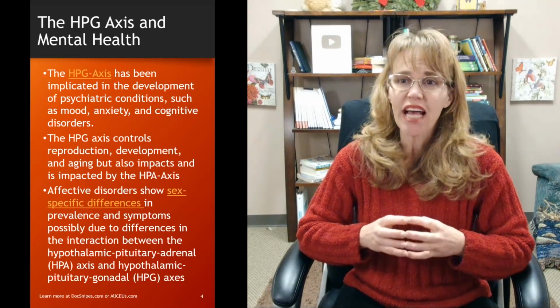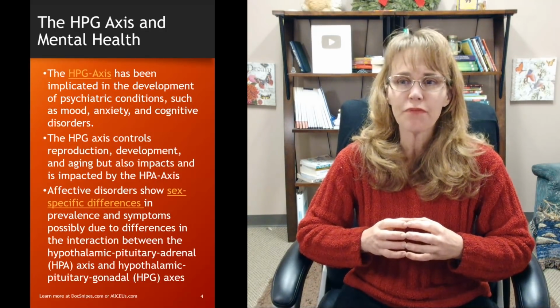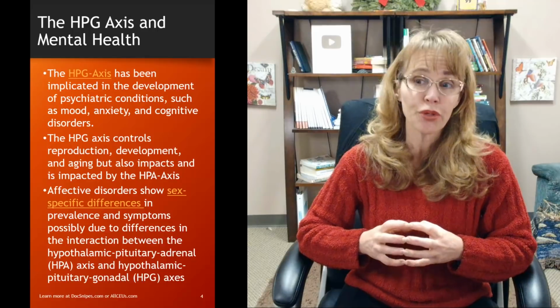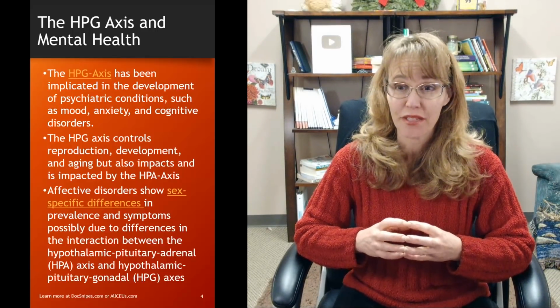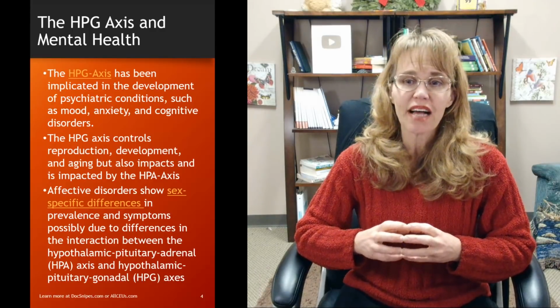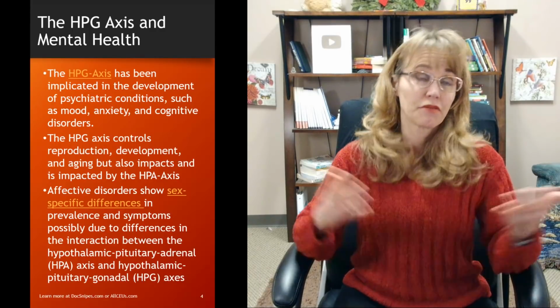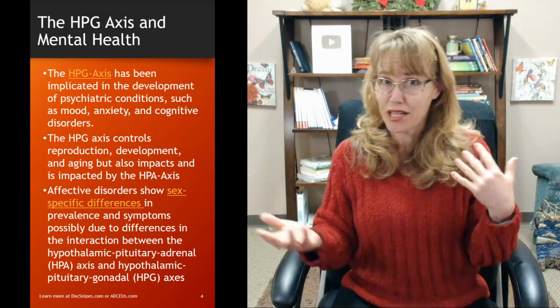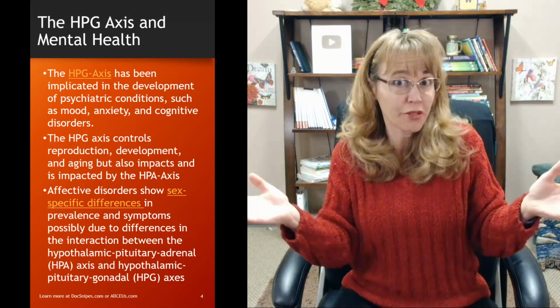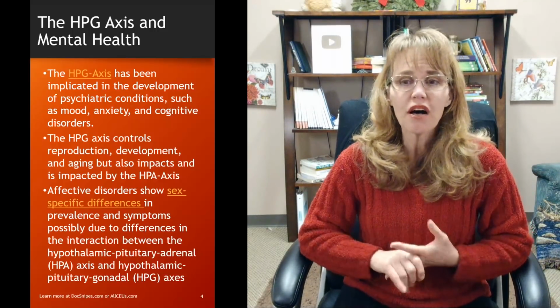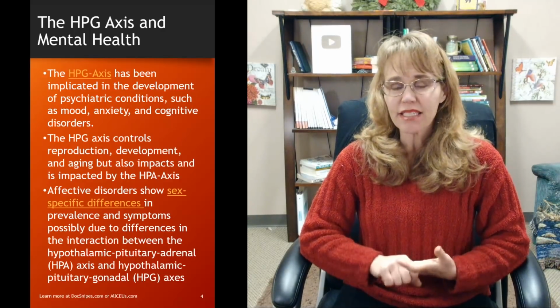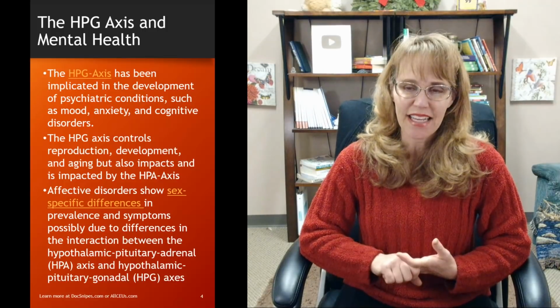The HPG axis has been implicated in the development of psychiatric conditions like mood, anxiety, and even cognitive disorders like Alzheimer's. The HPG axis controls reproduction, which makes sense. Estrogen, testosterone, progesterone, controlling reproduction, we got that. Development and aging, but it also impacts and is impacted by the HPA axis.